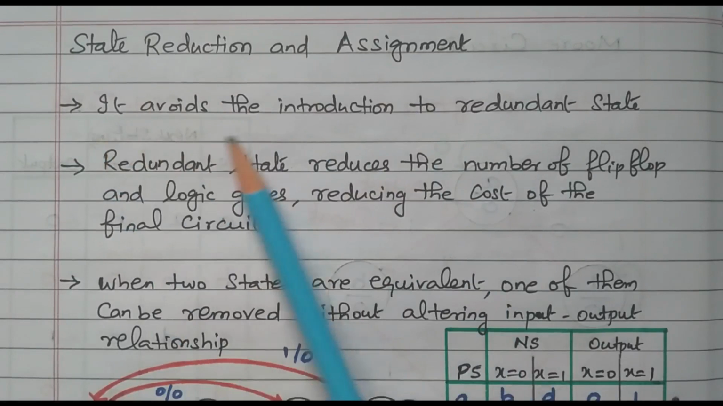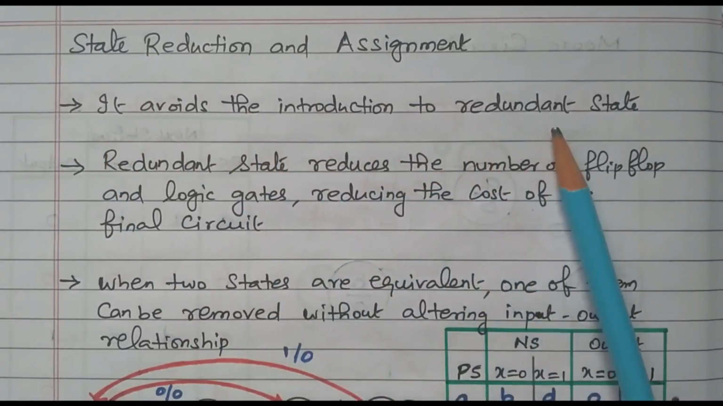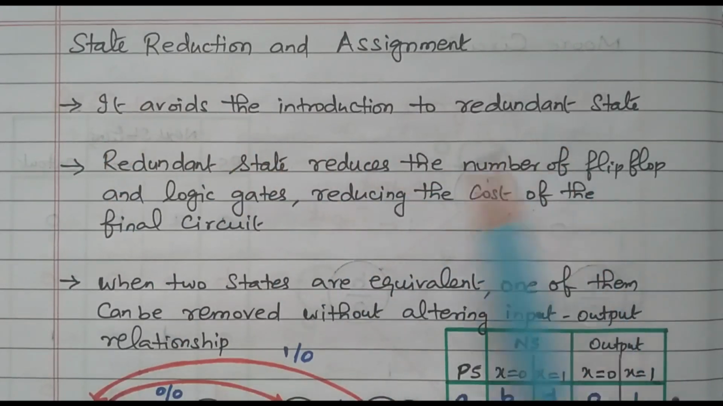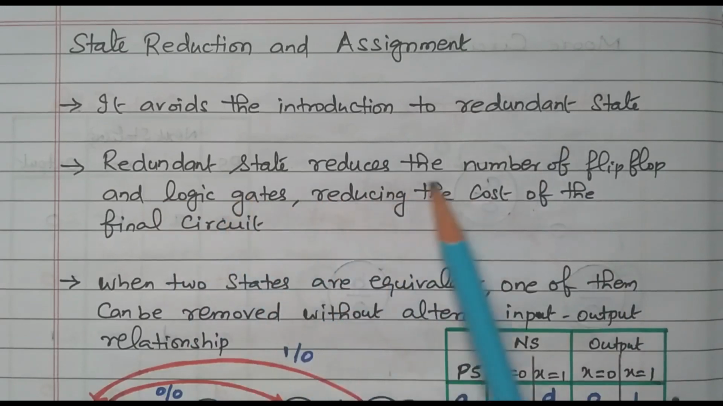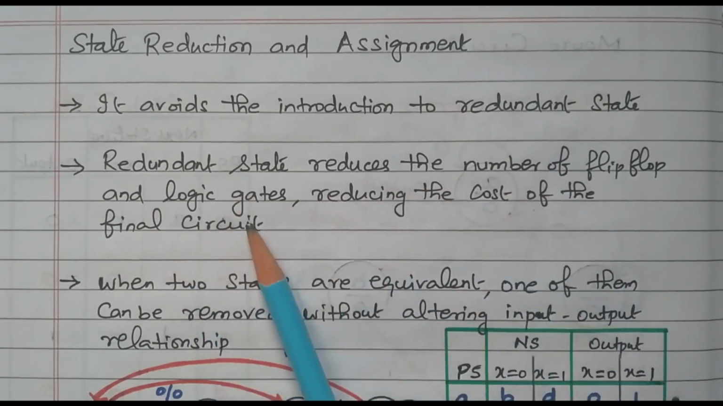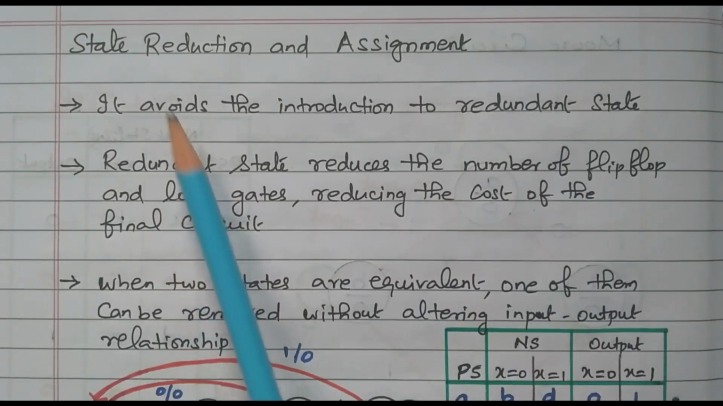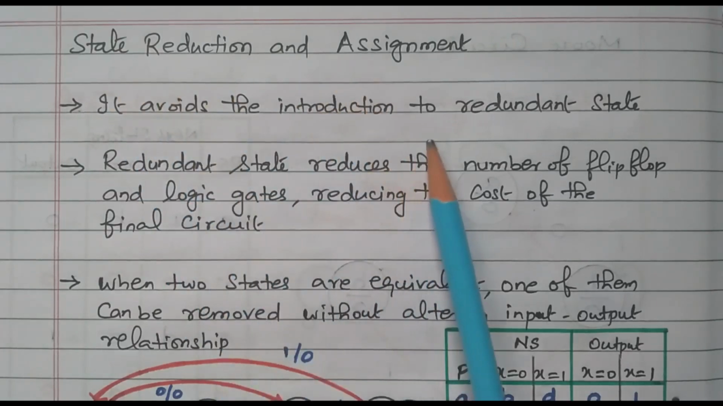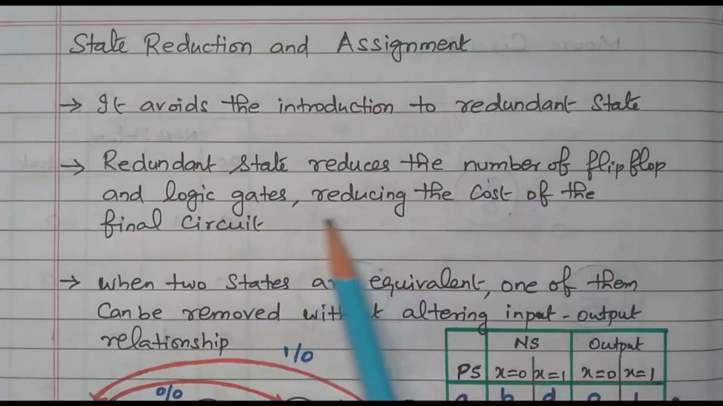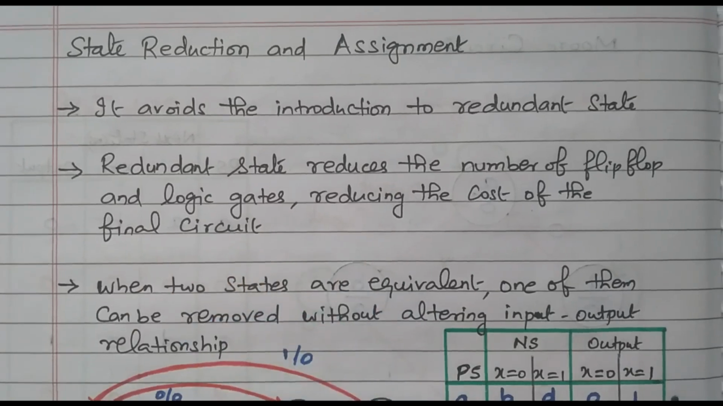In this video we will see the state reduction and state assignment. It avoids the introduction of redundant states. Repeated states can be avoided. Redundant states increase the number of flip-flops and logic gates. While going with the state diagram, the reduction of the state diagram and state assignment, repeated states can be avoided, so that we can reduce the number of flip-flops and logic gates, and the cost of the final circuit can be reduced, right?